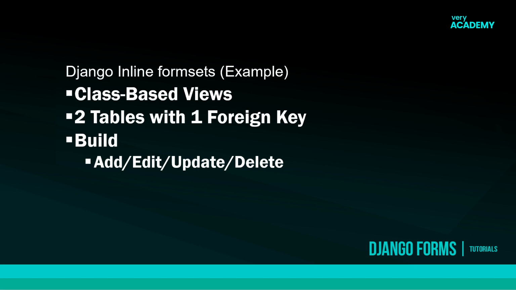Before we start, I'm going to tell you it's going to be a class-based view example. In this example, we're going to be utilizing just two tables with one foreign key. Now, this is just one of two tutorials I'm going to build for Inline Formset. So here we're going to start with the more simplistic two tables with one foreign key, and then we'll move on to the three tables with one foreign key in the next tutorial.